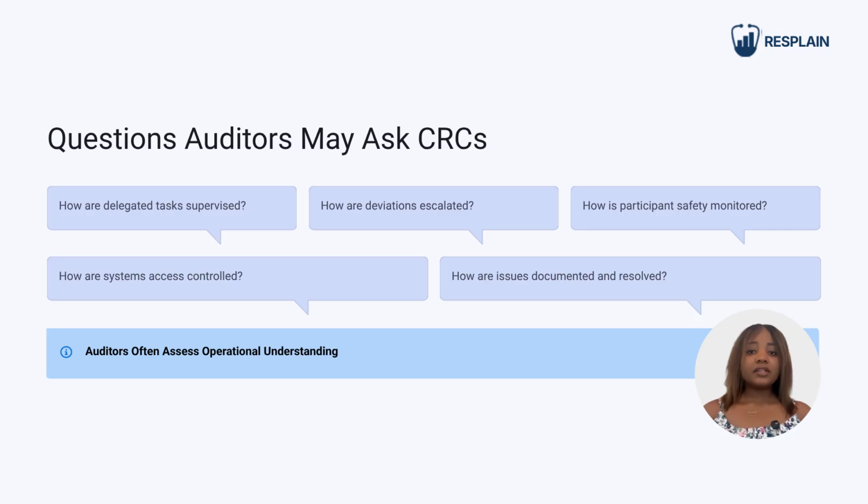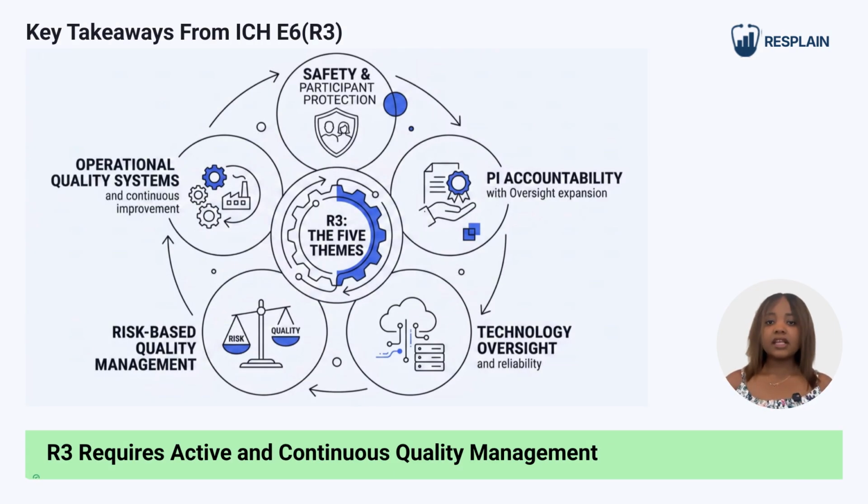Sites should therefore ensure that study teams understand not only what tasks are performed, but also why those processes are important within the broader quality system. ICH E6 R3 reflects a major evolution in how clinical trial quality and oversight are viewed within modern research. The guidance expands expectations around participants' protection, risk management, investigator oversight, computerized systems, decentralized trial activities, and operational quality management.